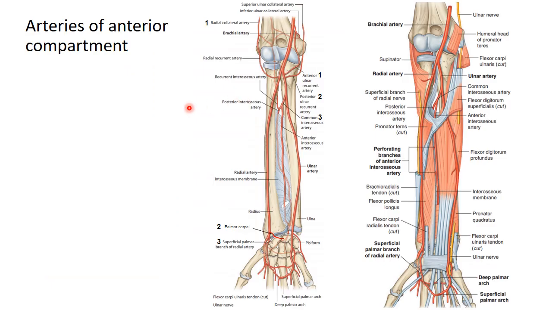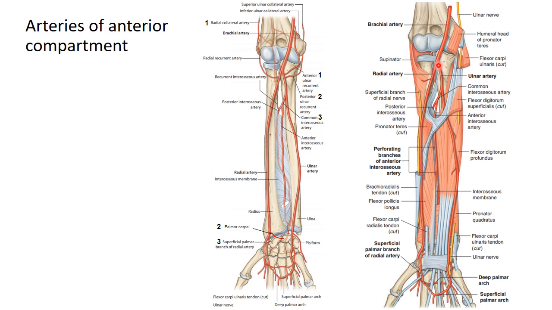Now the arteries of the anterior compartment. We have two main arteries in the forearm, the radial and ulnar arteries, that arise from the bifurcation of the brachial artery. The brachial artery leaves the cubital fossa, reaching the apex of the cubital fossa just at the level of the neck of the radius, and bifurcates into the radial artery laterally and the ulnar artery. First, let's discuss the radial artery. The radial artery, the smaller branch of the brachial artery, runs laterally and goes down the forearm on the lateral aspect.